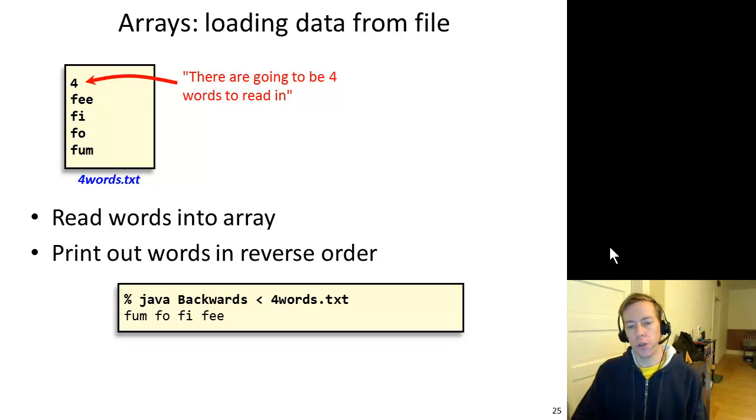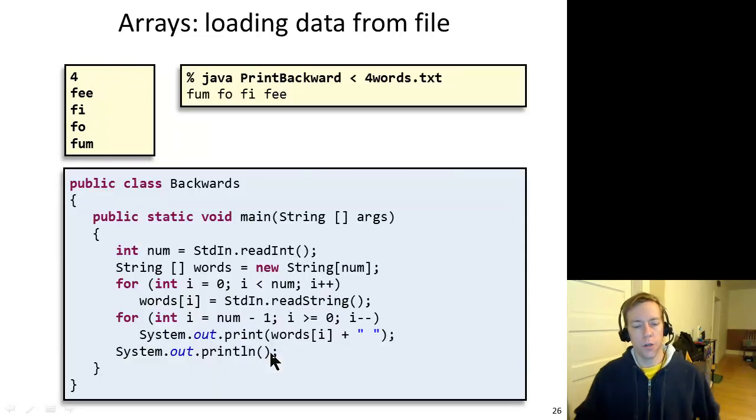This is easy to do with an array. It'd be more difficult to do without an array. Let me show you. So here's the output. You run Java backwards with 4 words, and it prints the words out backwards. Here's the code that does that.